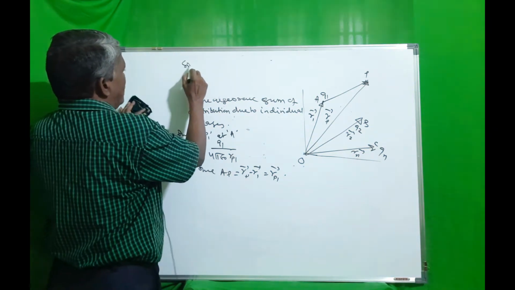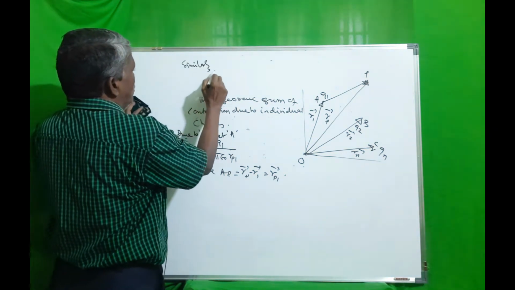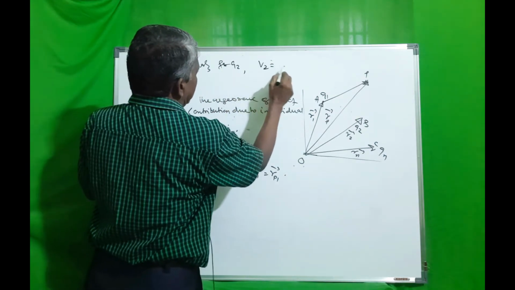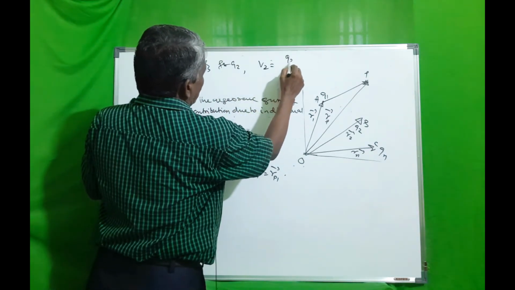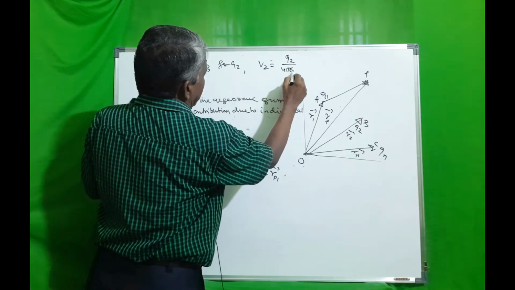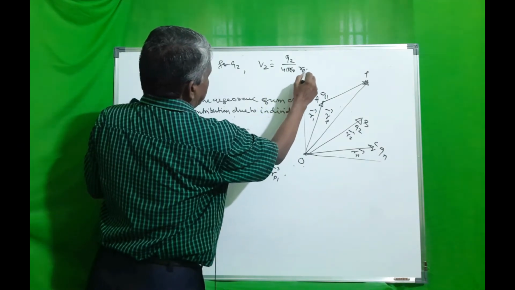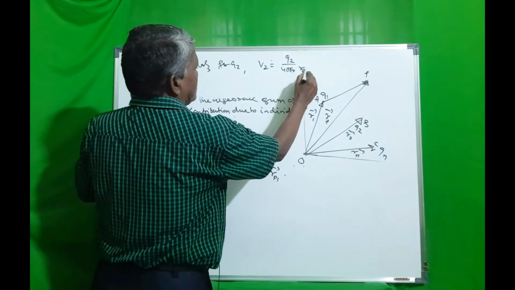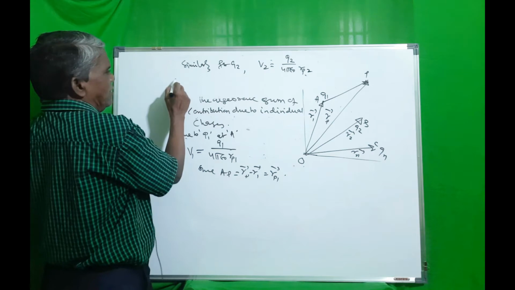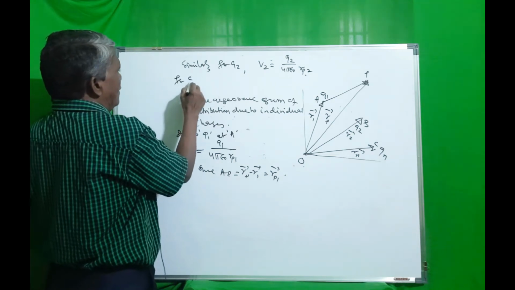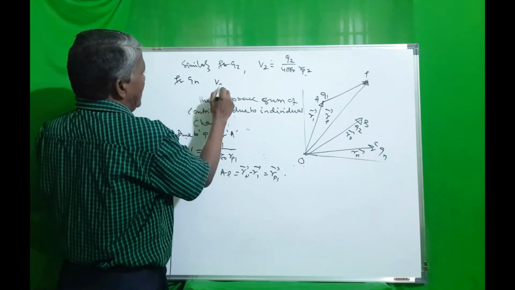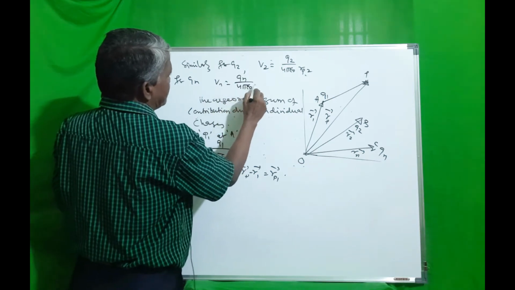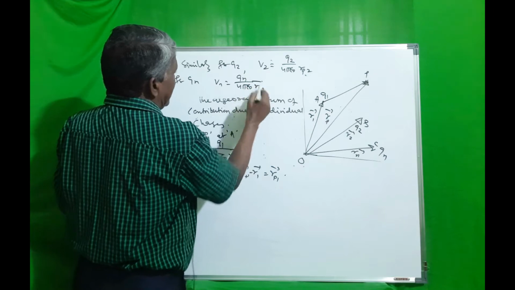Similarly, for q2, V2 is q2 by 4 pi epsilon 0 rp2, and for qn, Vn is qn by 4 pi epsilon 0 rpn, and so on.